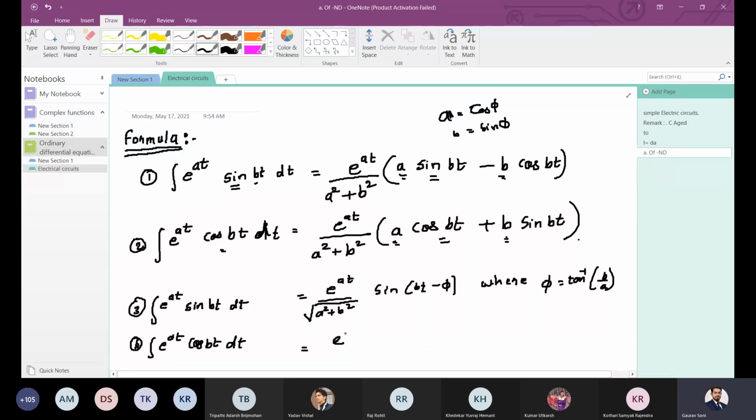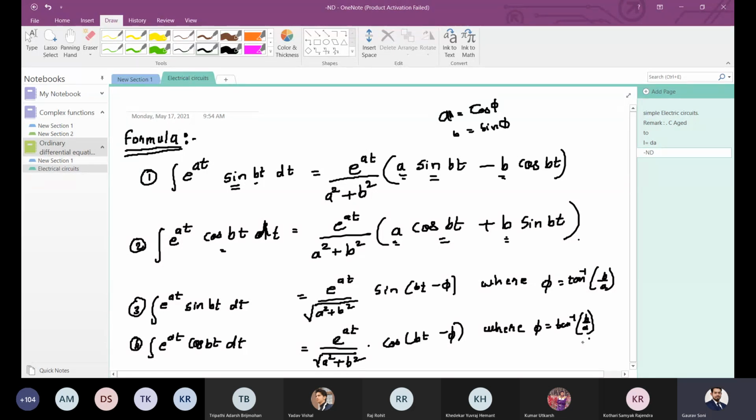Can you make the appropriate changes in the second formula and identify? We'll put a as cos phi, b as sin phi, and there is addition. Cos of bt minus phi, where phi is equal to tan inverse b by a. So these are some important formulas.